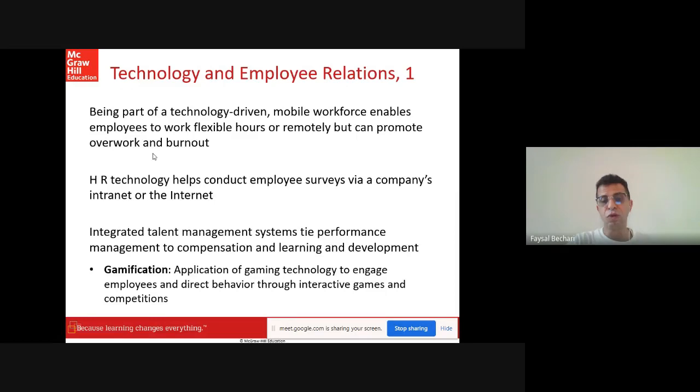But it also does promote overwork and burnout, because when you're working from home sometimes you end up working way longer hours, or you end up working slower because you don't have technical support, or you probably have other things that you need to commit to while you're working. So there are no limited hours for working.